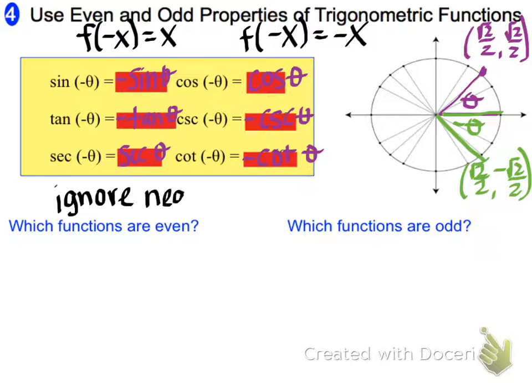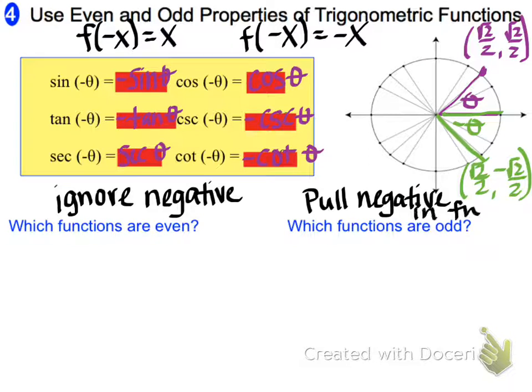Notice if the function is even, we get to completely ignore the negative sign because the negative angle and the positive angle give you the same answer. For the odd functions, we get to pull the negative sign out into the front of the function. We'll see in our examples more how this is used.